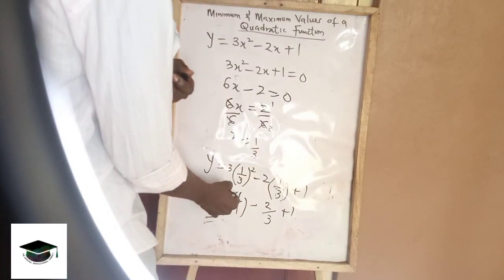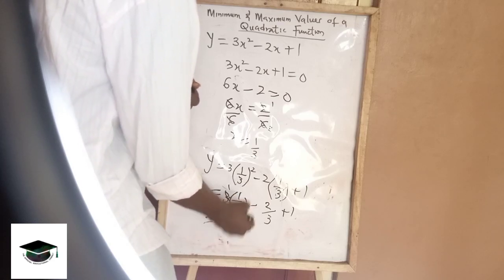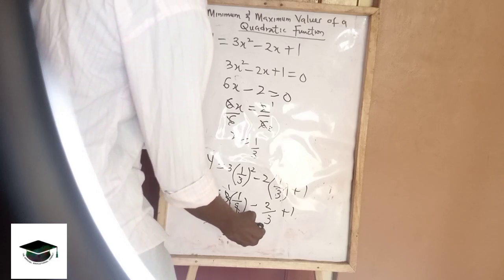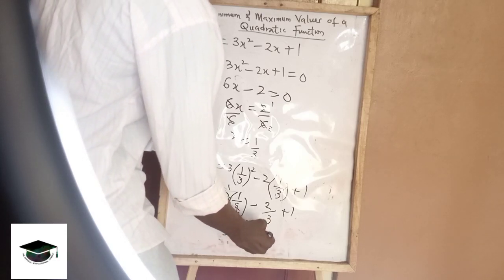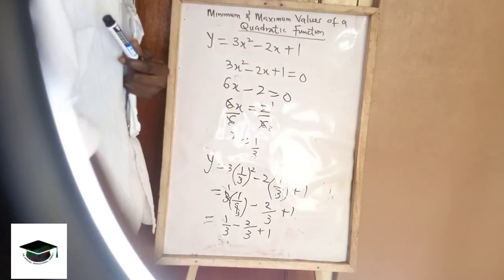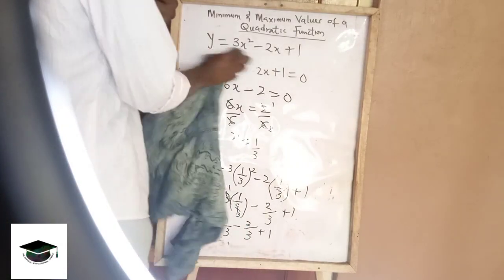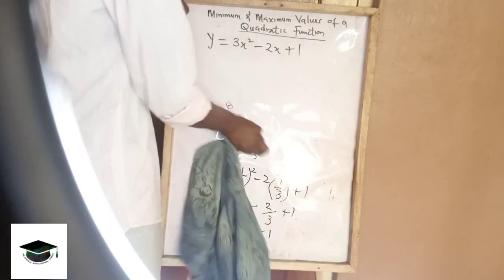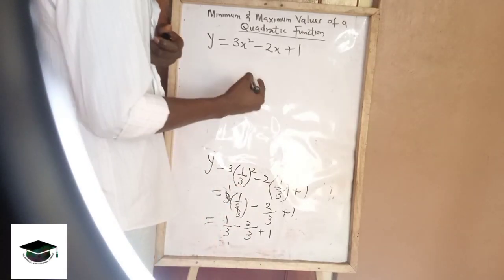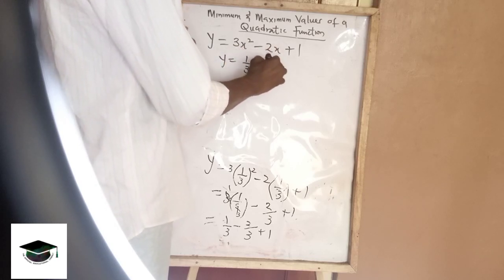Just do it this way: 3 here 1, 3 here 3, right? So that's going to be 1 over 3. We are left with 1 over 3. 1 over 3 minus 2 over 3 plus 1. Right? Okay, so when you get to this kind of stage, what's the next thing to do? You agree with me that the next thing to do is to find the LCM, since you have y equals 1 over 3 minus 2 over 3 plus 1.